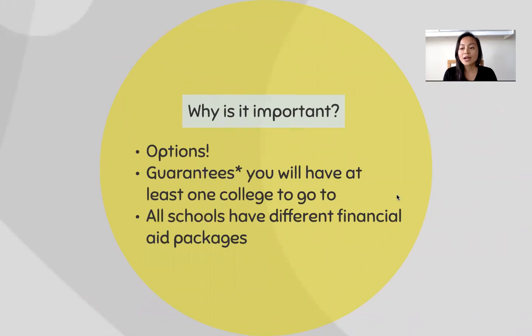And why is it important to have a balanced college list? The reason is so that you can increase your chances of getting into a college, and that way you have more options. For example, if you have all reach schools, so schools that are really hard for you to reach, or maybe outside of your student profile, you're not going to have a lot of options. So the more balanced it is, the more options you'll have. It'll guarantee that you will have at least one college you want to go to. And because schools have different financial aid packages, it's really important to have a variety of schools.